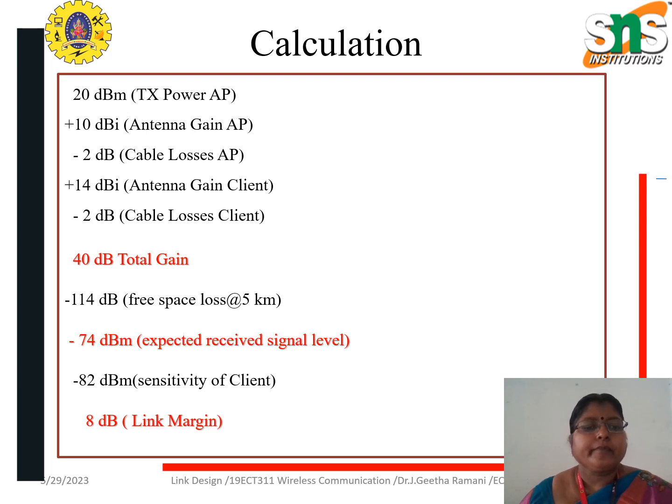But minus 82 dBm is the sensitivity of the client. So by fixing this value, we are fixing the link margin to be 8 dB. So we will attain this sensitivity of the client at your receiving side. So this is the way we are fixing the link budget.